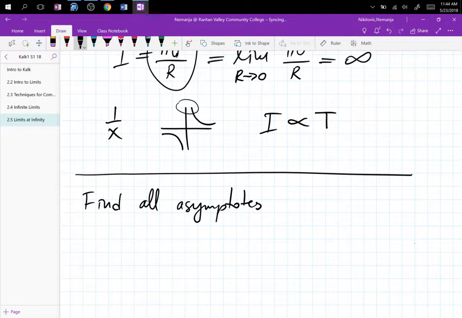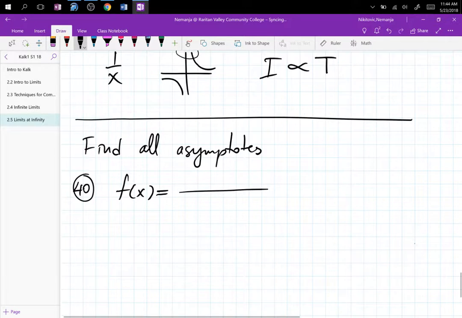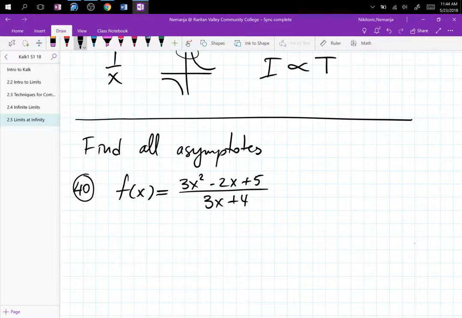So let's see, problem 40 is good. So find all asymptotes on 40. Function is f of x equals, in the numerator, you have 3x squared minus 2x plus 5. And in the denominator, you have 3x plus 4. Have fun.